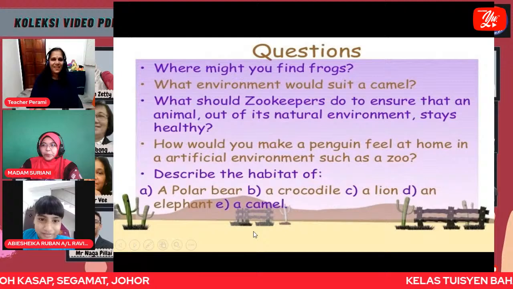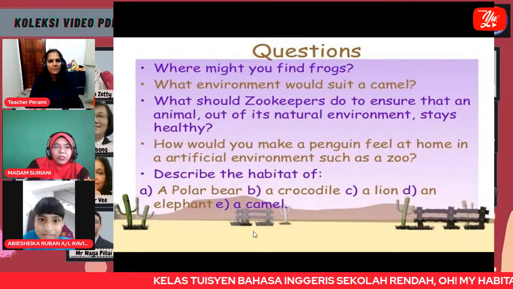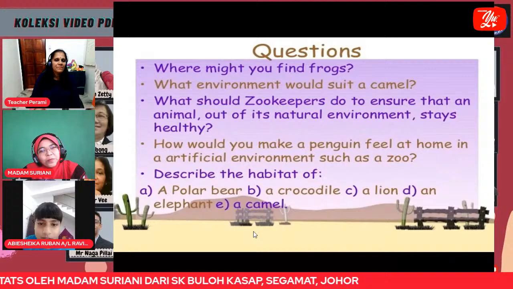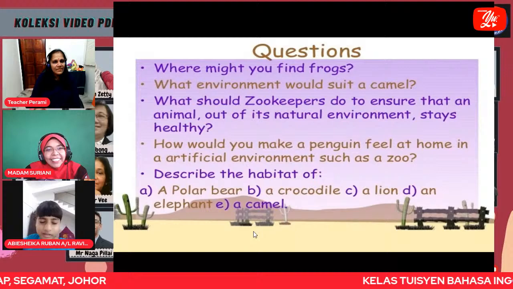What should zookeepers do to ensure that an animal out of its natural environment stays healthy? Healthy. It should be. Let's check. I really don't know, but I have to think. Polar bear. Polar bear. Okay. Well, which habitats?